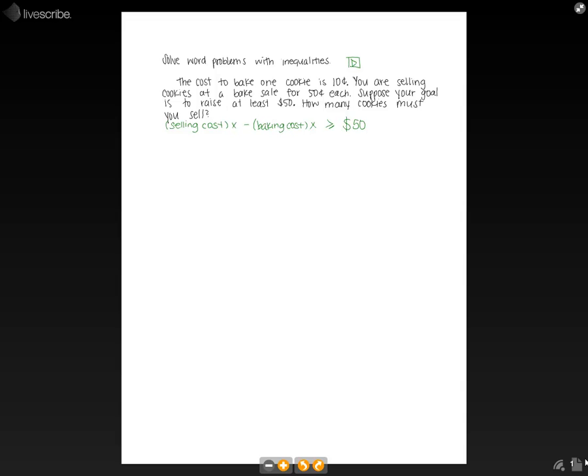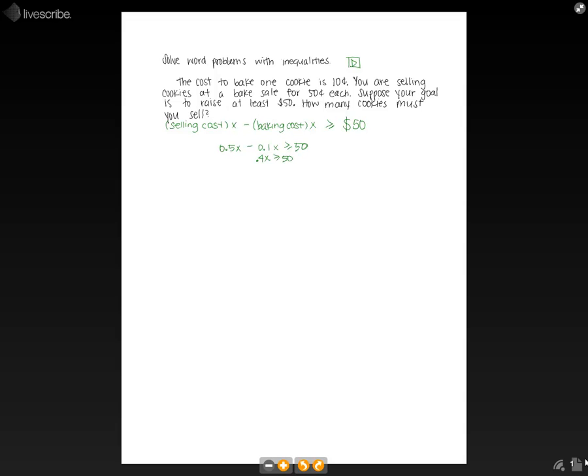So now if we plug in our numbers, our selling cost is 50 cents, which is 0.5 as a decimal, X, and then subtract our baking cost, which we know is 10 cents, which is 0.1 as a decimal, times X, which is greater than or equal to 50. So then we can start to solve for X. So 0.5X minus 0.1X is 0.4X, and that'll be greater than or equal to 50.